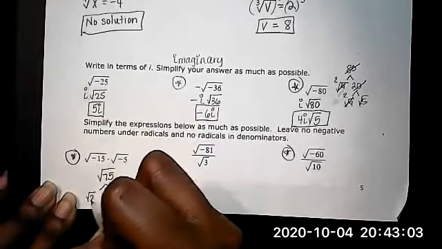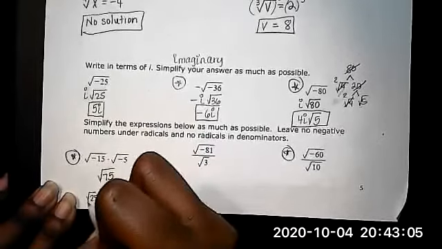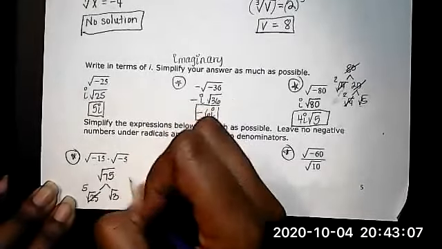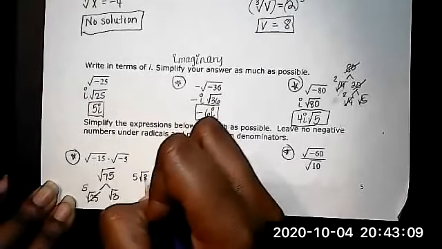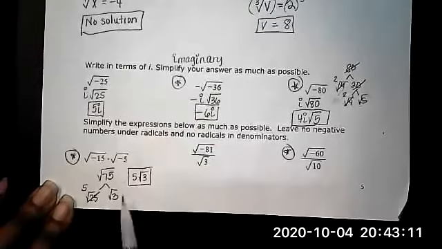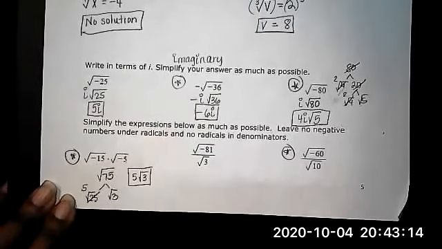So this is the square root of 25 times the square root of 3. We know the square root of 25 is 5. So this becomes 5 square root of 3, which is your answer for this particular one. Okay, so it doesn't become as nasty as you would think.